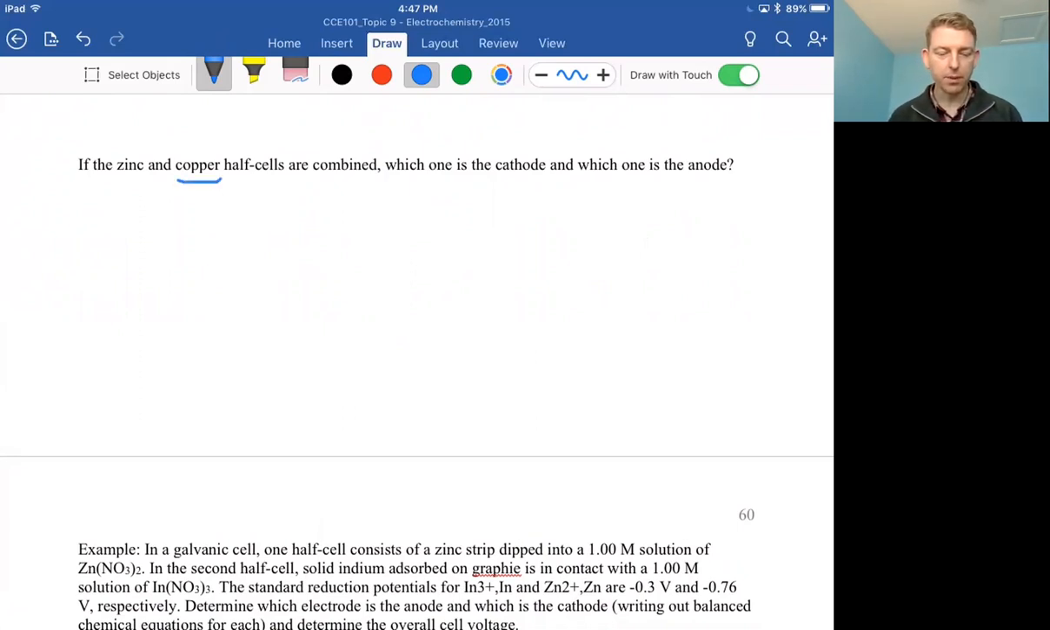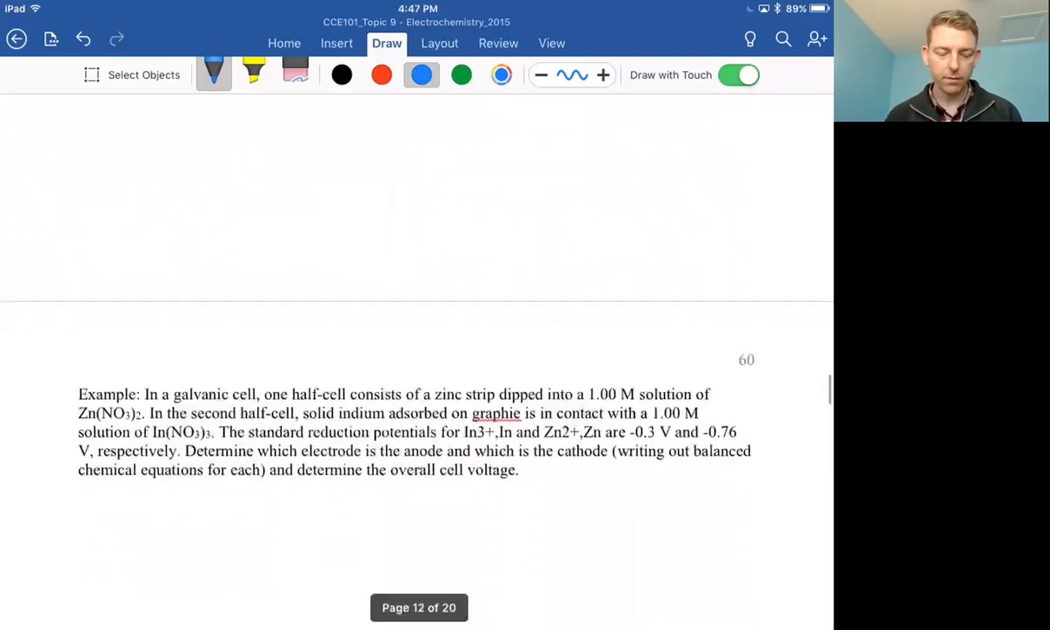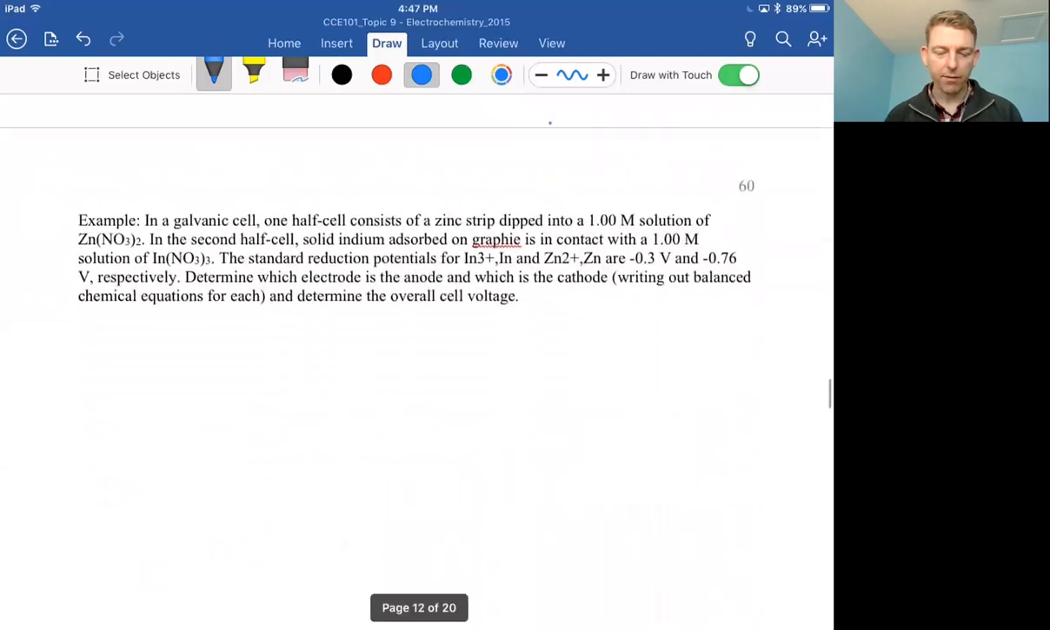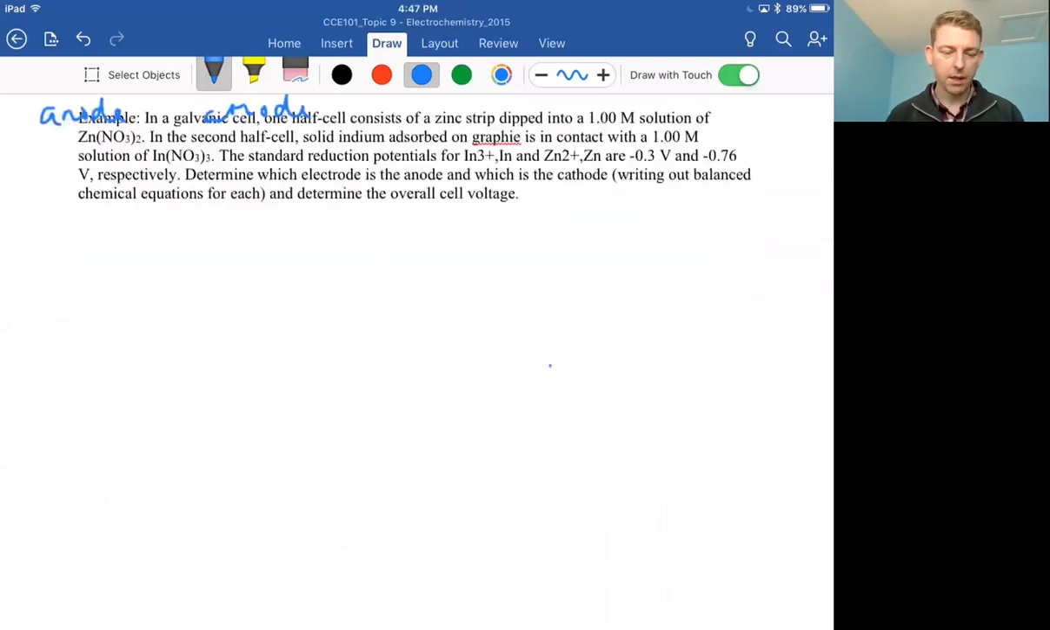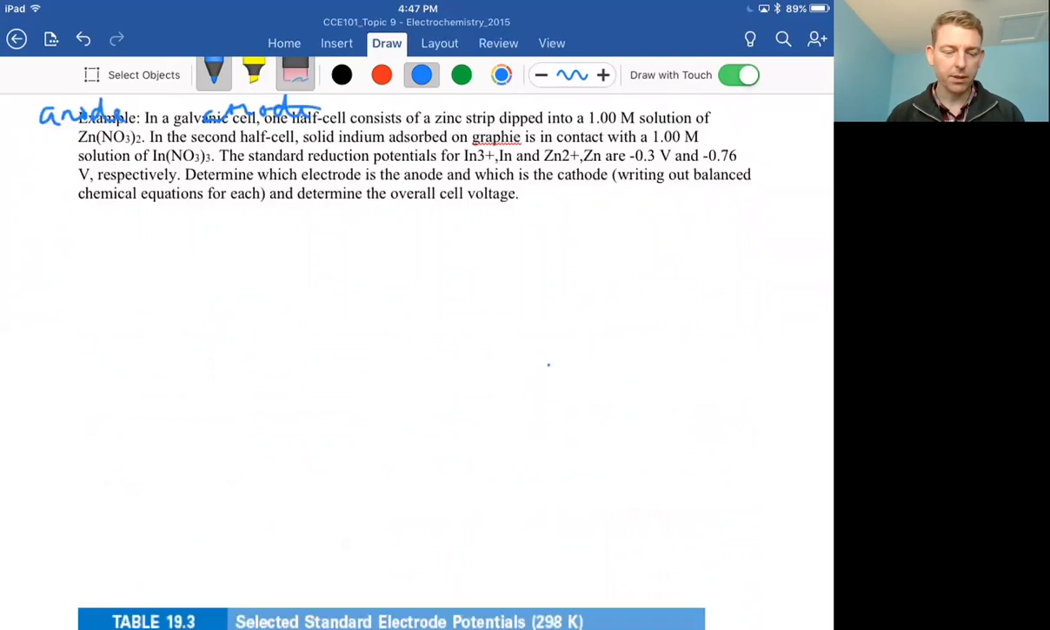So we know that the copper is going to be the cathode because it has the higher potential. So that's the cathode. And zinc is the anode because it just has the less positive value. All right, and before we wrap up this video, let's do this one example.